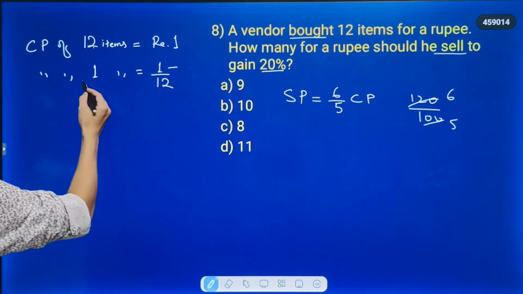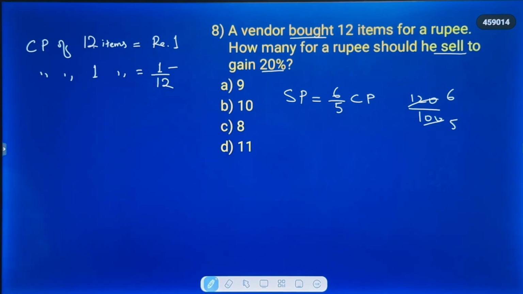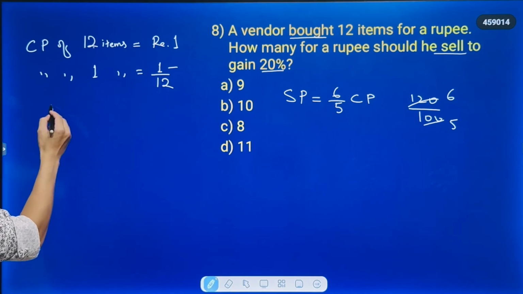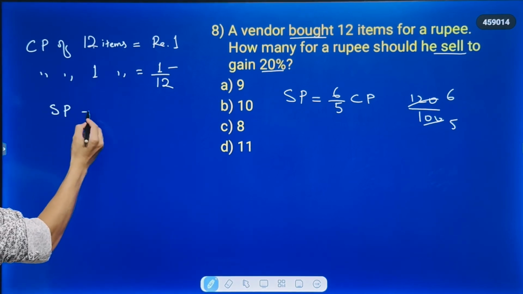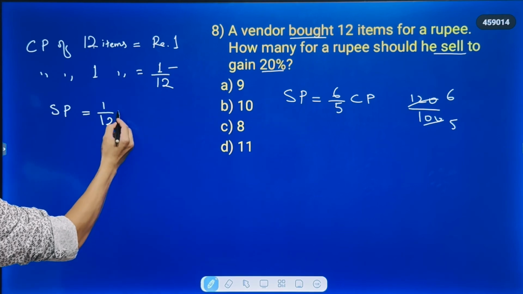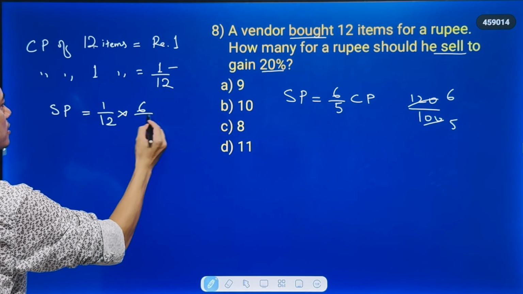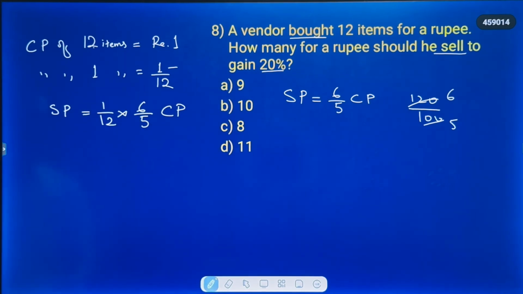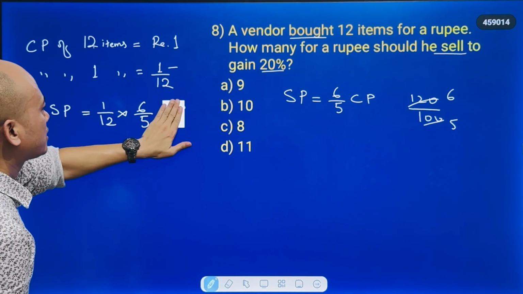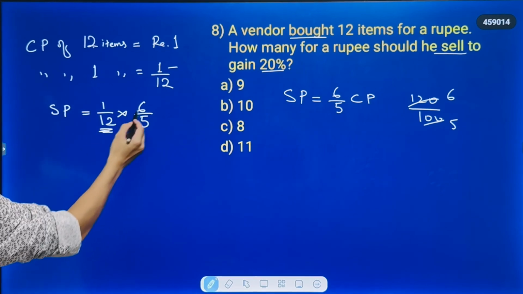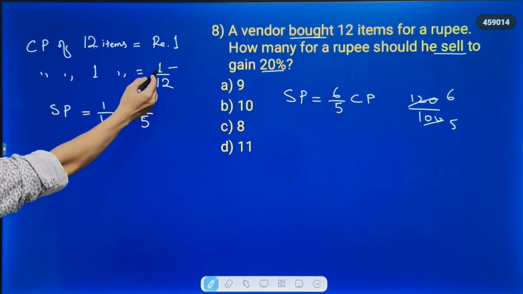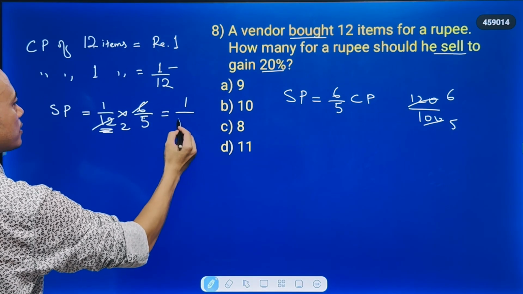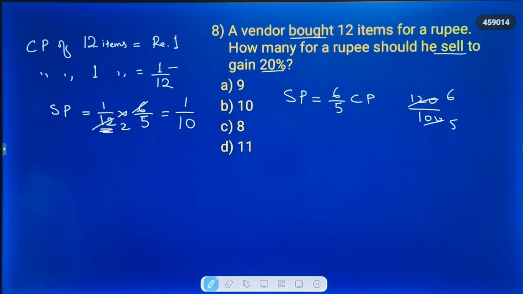So CP of 1 item we have got as 1 by 12. So SP will be how much? SP will be 1 by 12 into 6 by 5 of CP. This is the CP, 1 by 12. So 6 twos are 12, so this is 1 by 10, since 5 twos are 10.